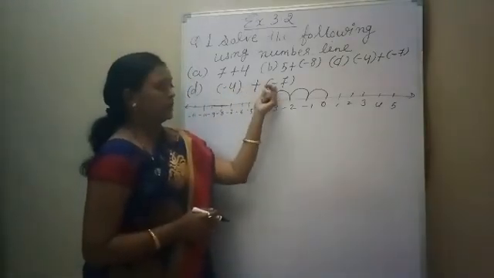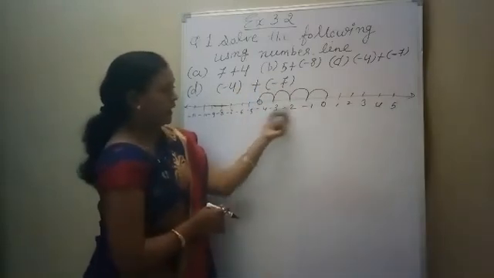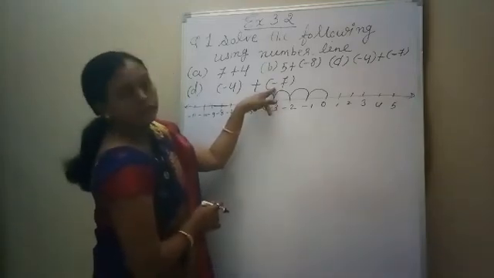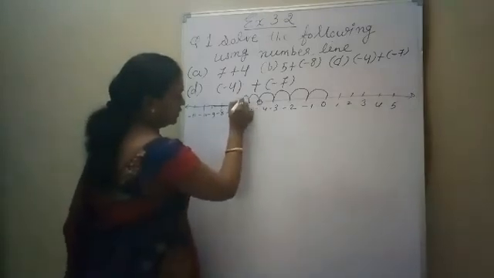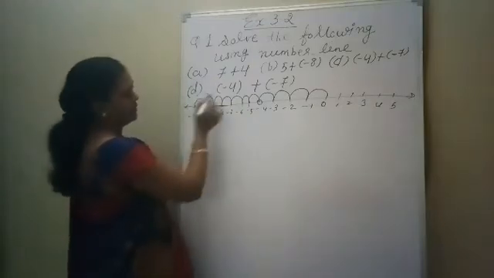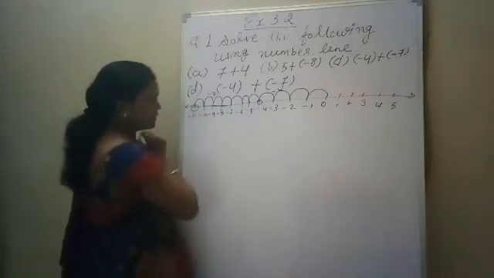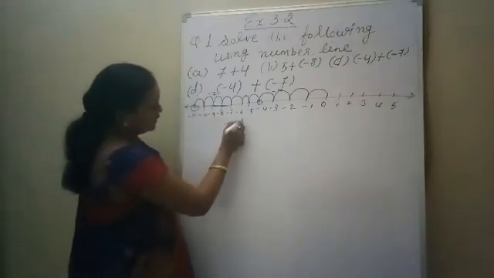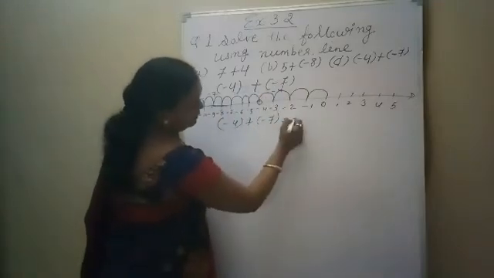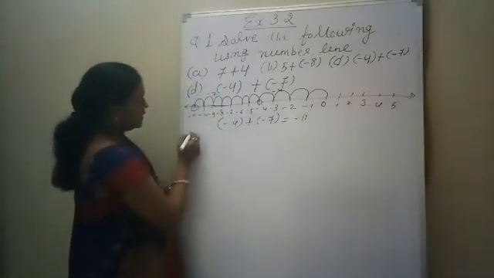Minus 4 plus minus 7. So after minus 4, we will move 7 places to the left side of minus 4. So here 1, 2, 3, 4, 5, 6, 7. Here this is minus 7 and this is minus 4. So our answer will be minus 11. So when we add numbers with the same sign, our answer will be this. Minus 11 is the answer.